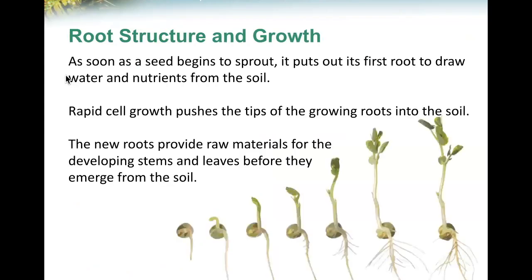As soon as the seed begins to sprout, it puts out its first root to draw water and nutrients from the soil. Rapid cell growth pushes the tips of growing roots into the soil. The new roots provide raw material for the developing stems and leaves before they emerge from the soil.